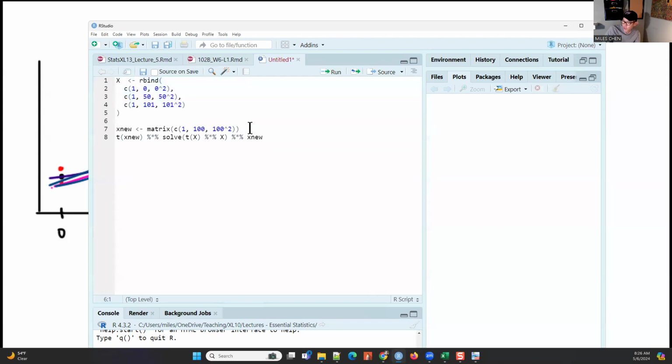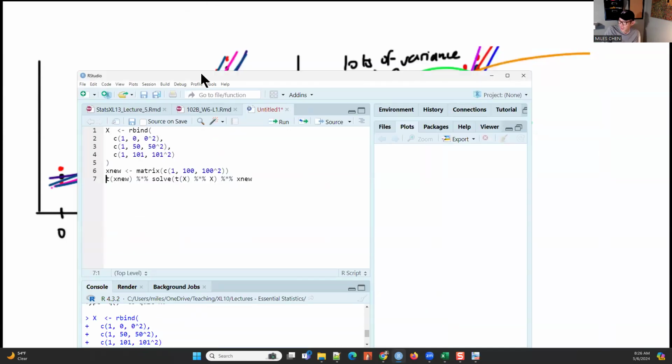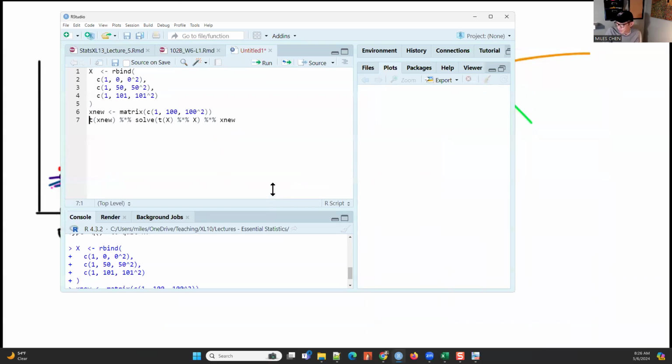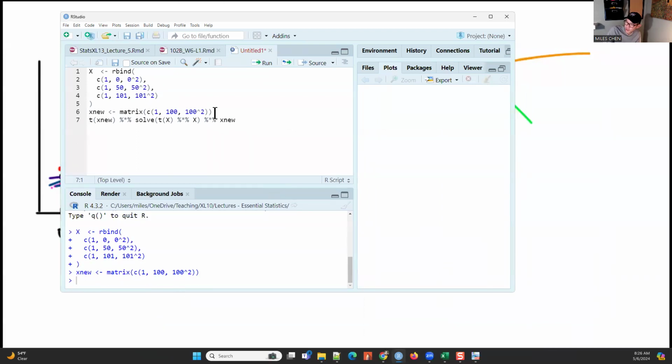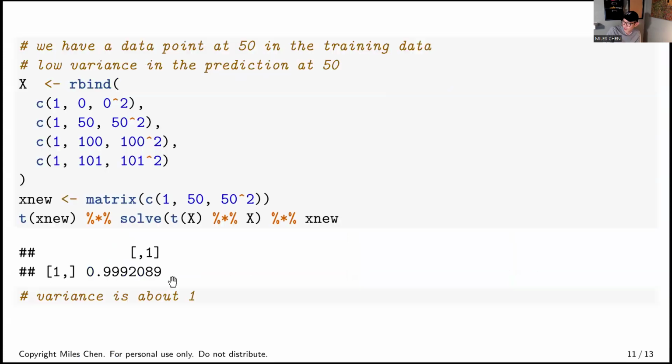This is quadratic. And then my new observation is going to be at, can you guys see my RStudio, or do I have the wrong window shared? Okay, you can see it. All right. So we're going to put in our x new at 100, 100 squared. What do you think? We're going to get a variance on the order of 1200, variance on the order of 1, or something in between.